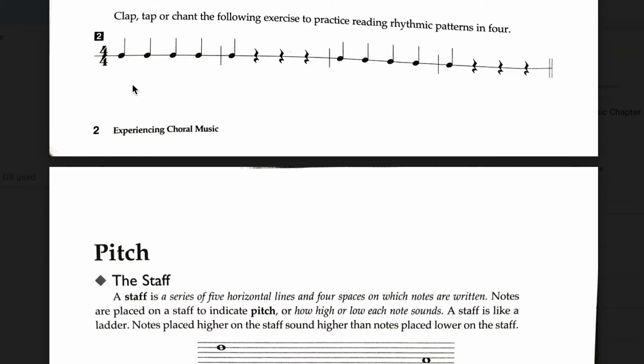1, 2, 3, 4. 1, 2, 3, 4. 1, 2, 3, 4. Good. I'm going to do it one last time, and this time you'll count to 4, but don't say anything on the rest. So this measure would be 1, and then nothing, nothing, nothing. Okay? Let's try it one last time. Ready? Here we go. 1, 2, 3, 4. 1, 1, 2, 3, 4. 1.